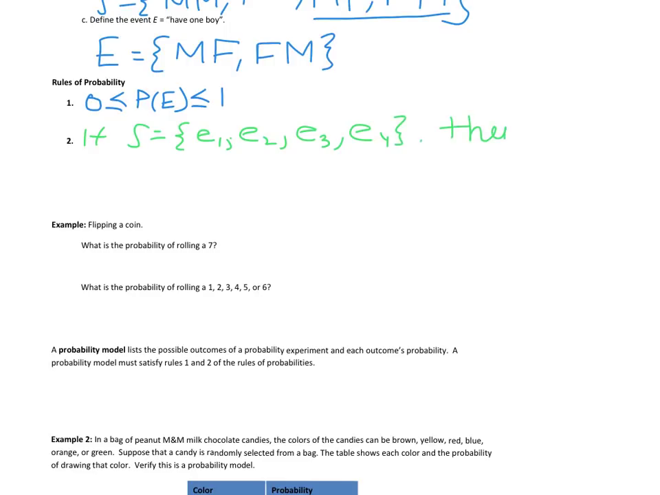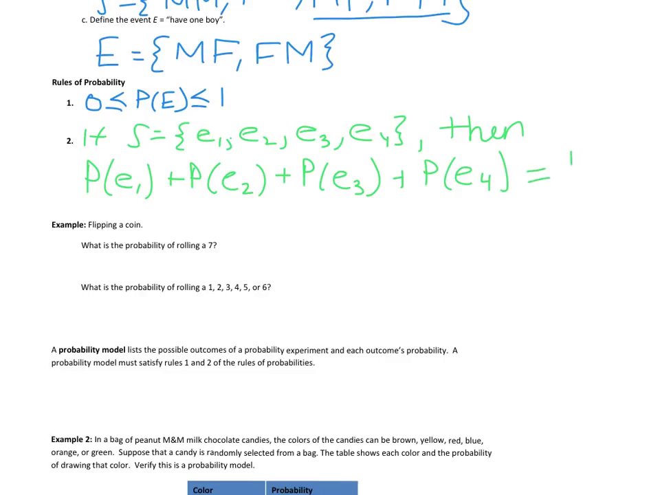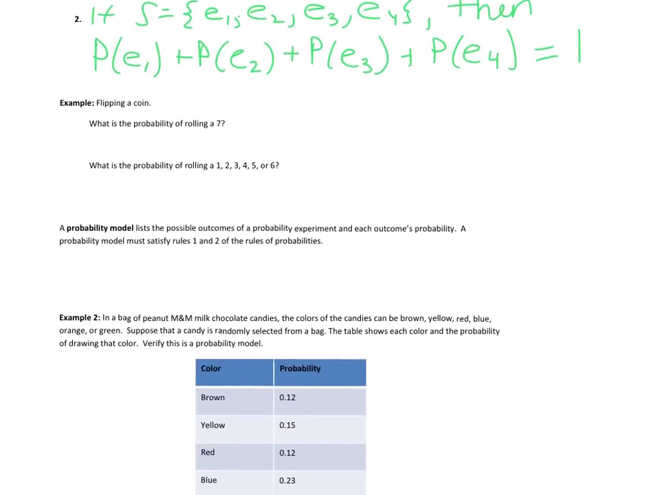Then, if we add up the probability of all the outcomes, and again, we're going to have more than 4 outcomes in most of our examples, so we'll just extend this result to all outcomes. All right, all the parts add up to the whole, so they're all going to add up to 1. All right, let's take a look at our next example.